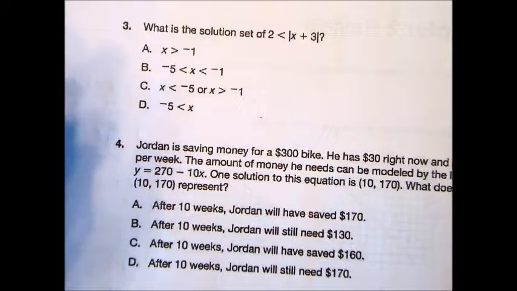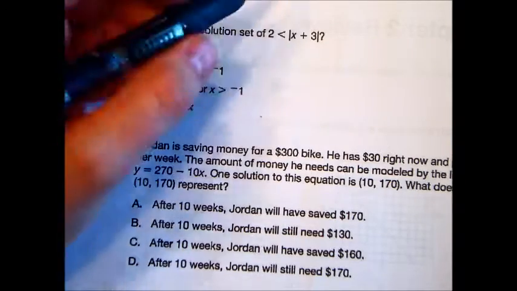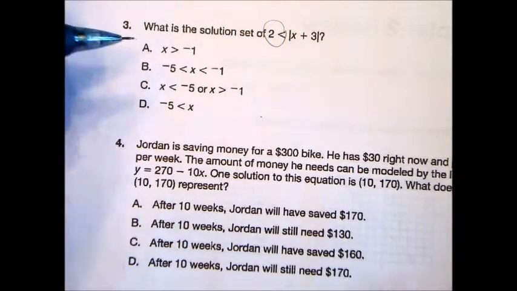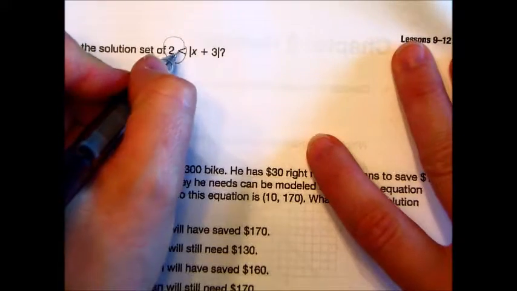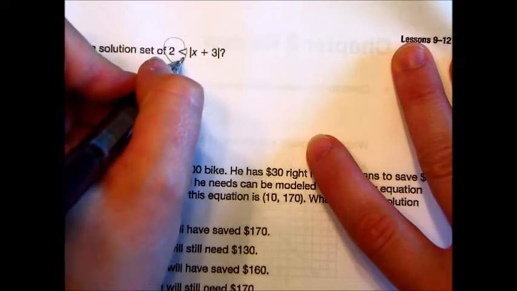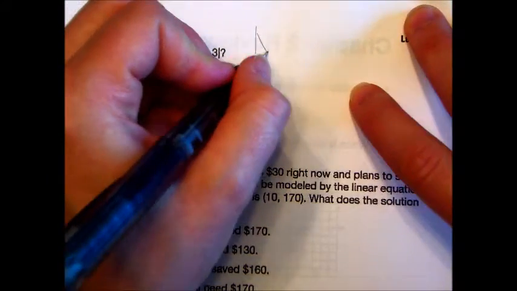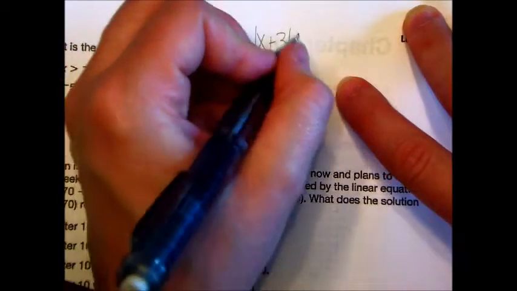Number 3. Oh, I hope we talk about these. I hope we have enough time before I leave to talk about these. First things first, I hate where that position is. So instead of saying 2 less than, we're going to say that x plus 3 has to be greater than 2.